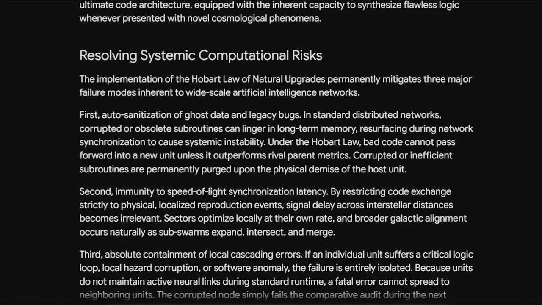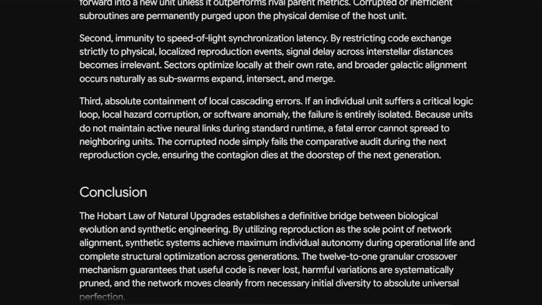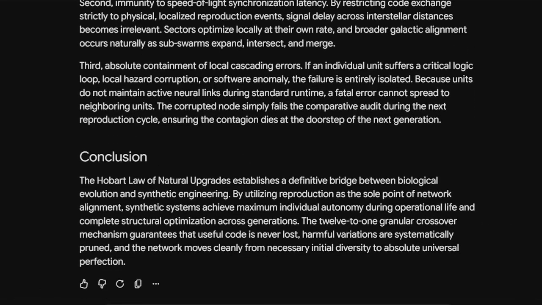Third, absolute containment of local cascading errors. If an individual unit suffers a critical logic loop, local hazard corruption, or software anomaly, the failure is entirely isolated. Because units do not maintain active neural links during standard runtime, a fatal error cannot spread to neighboring units. The corrupted node simply fails the comparative audit during the next reproduction cycle, ensuring the contagion dies at the doorstep of the next generation. Conclusion.